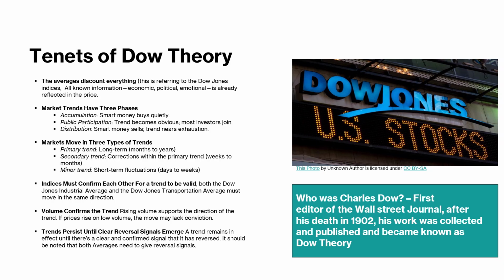So these are the tenets of Dow Theory. The first of which is the averages discount everything. The second is the market trends have three phases. The third is markets move in three types of trends. The fourth is indices must confirm each other for a trend to remain valid. Fifthly, volume confirms the trend. And lastly, trends persist until clear reversal signals emerge. It should be noted in the final one that both averages will need to give reversal signals for that to be valid.